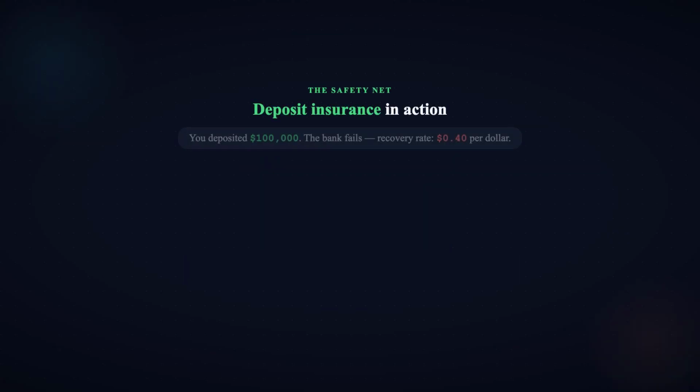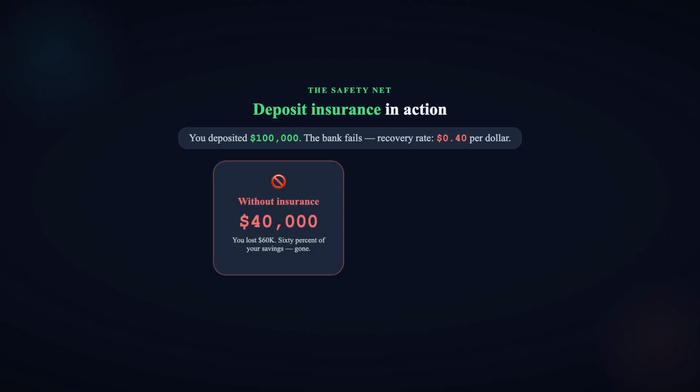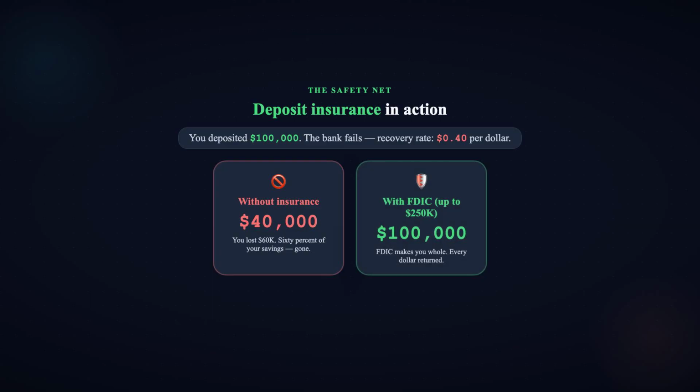So governments created deposit insurance. The idea is simple. If the bank fails, a government-backed agency steps in and pays depositors up to a limit. In the United States, that agency is the FDIC, the Federal Deposit Insurance Corporation. It insures deposits up to $250,000 per depositor per bank.